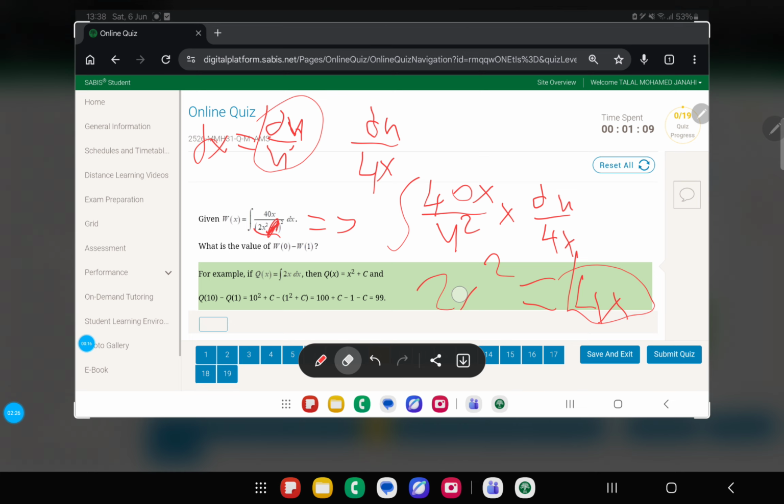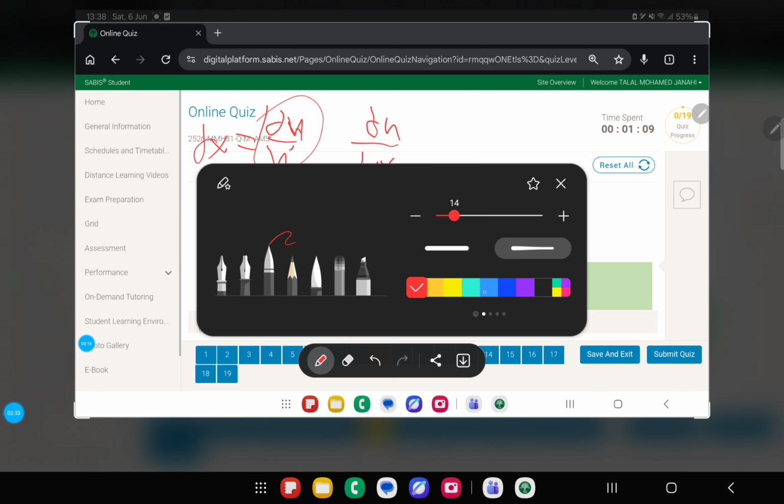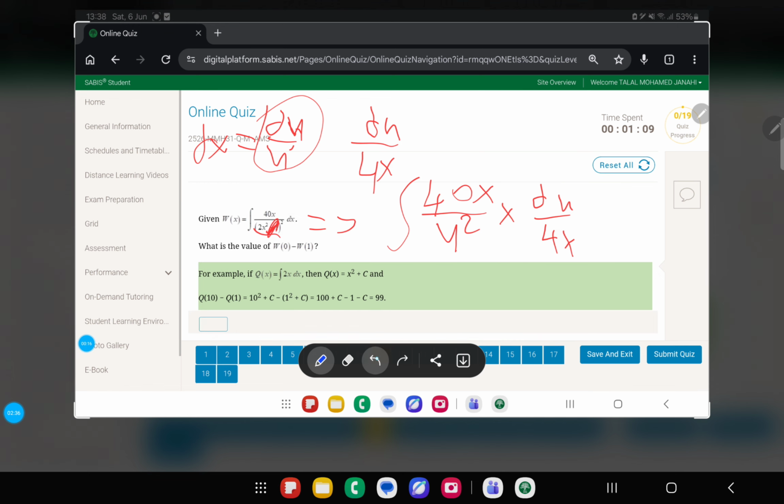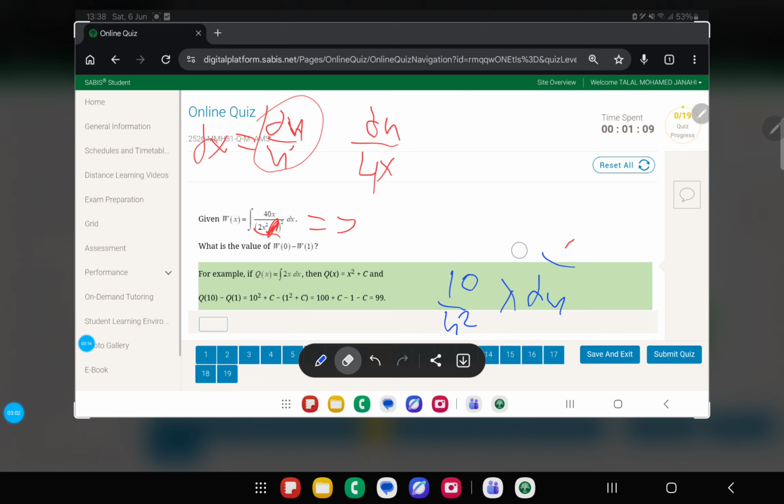Alright? Let me just move this. Now let's simplify. You got 40x right there and 4x here. Now, you simplify. You cancel out the x's, and you divide by 4 on both sides. So here it becomes 1, which is just du. And here it becomes 10, since 40 divided by 4 is 10, over u squared. Now you can integrate it easily.